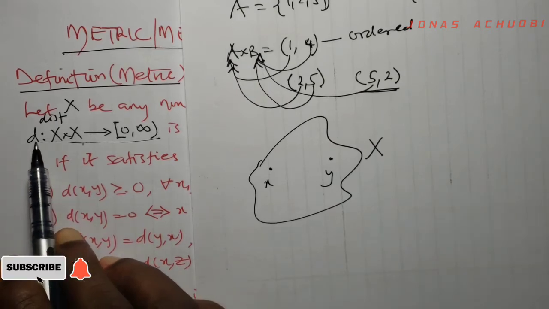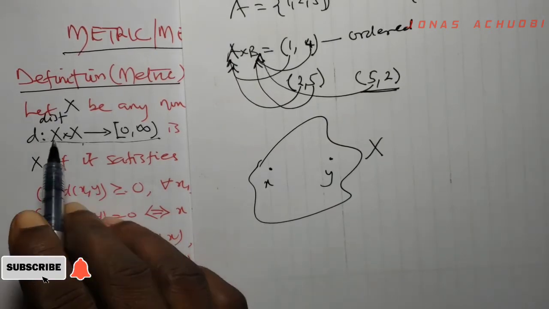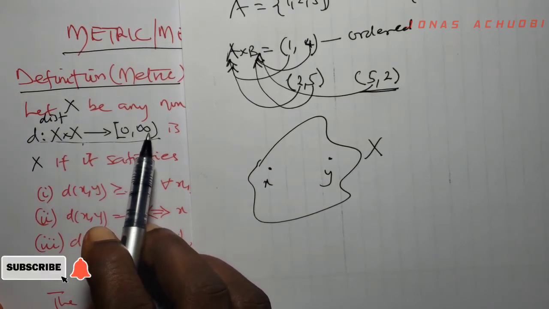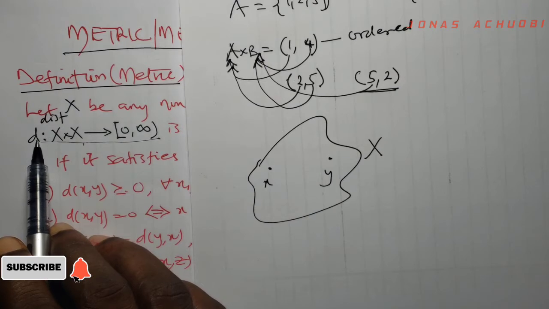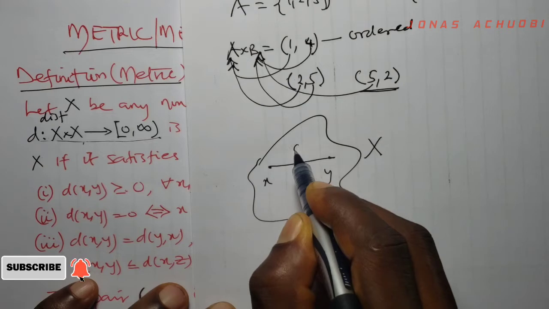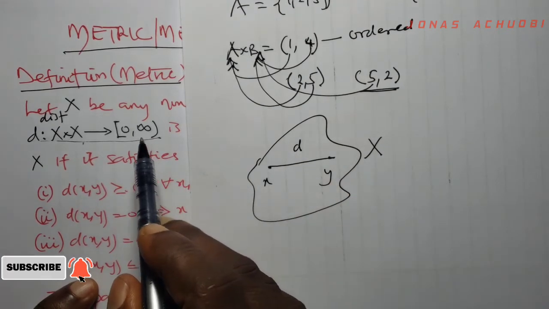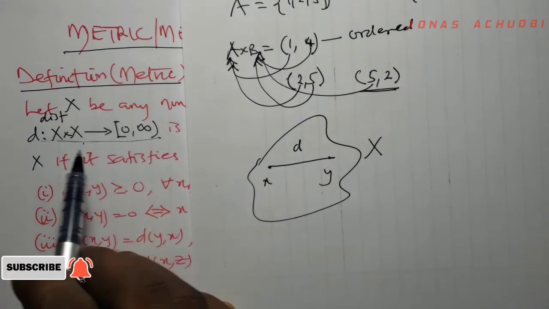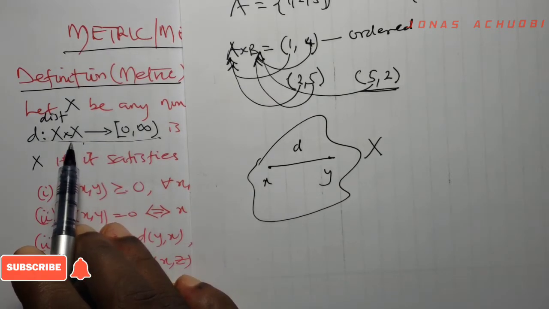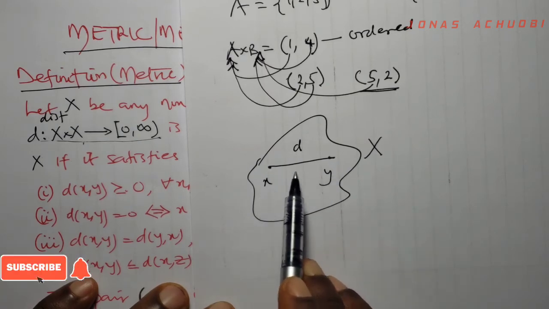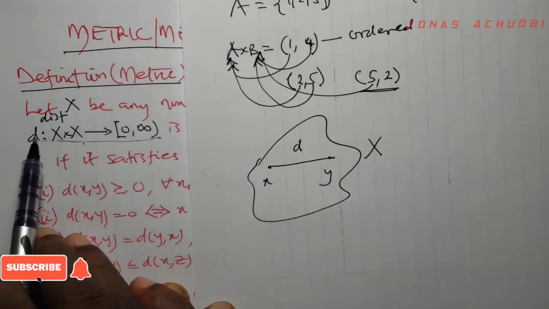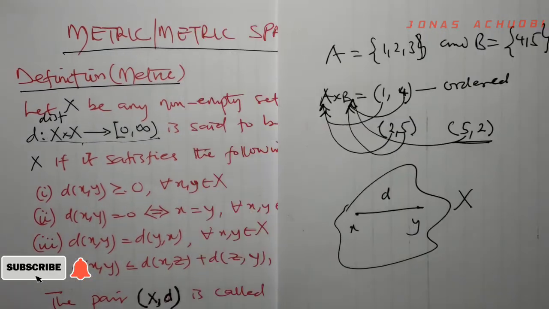d here is a function which is called the distance function. And the codomain 0 to infinity simply means that when the distance function acts between these two elements of this set, the distance between these two elements, d, must always be positive. Of course, 0 is inclusive. So this function we have defined for a metric is nothing but a function that measures the distance between 2 points in a non-empty set X. So the function d here is nothing but the distance function.